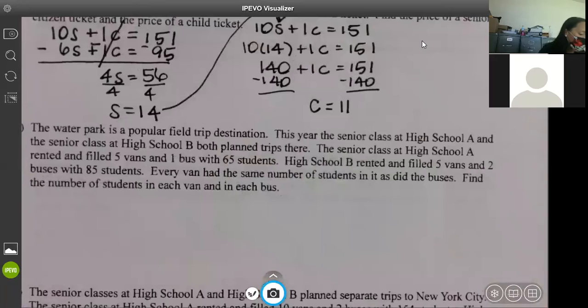It's just going to tell about different stuff. Okay. The water park is a popular field trip destination. This year, the senior class at high school A and senior class at high school B both planned trips there. The senior class at high school A rented and filled 5 vans and 1 bus with 65 students. How could I write that? 5 vans and 1 bus with 65 students.